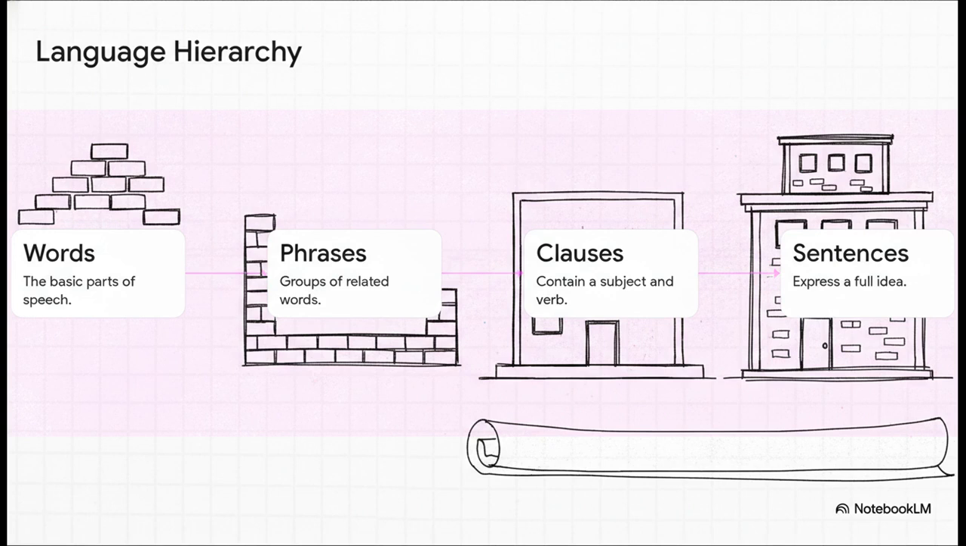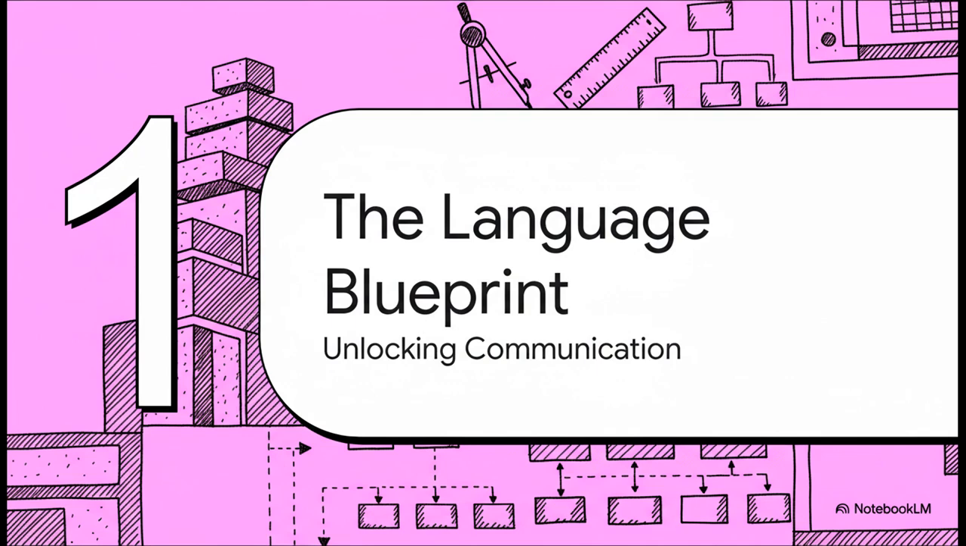Okay, so think about it like this. Language is built in layers, kind of like a building. We start with the smallest little bricks, the words. Those get grouped into phrases. The phrases then build out into rooms, which we call clauses. And finally, those clauses all come together to create the entire structure, a complete sentence. This is basically our roadmap for today. And getting a handle on this blueprint is absolutely the key to unlocking clear and effective communication.